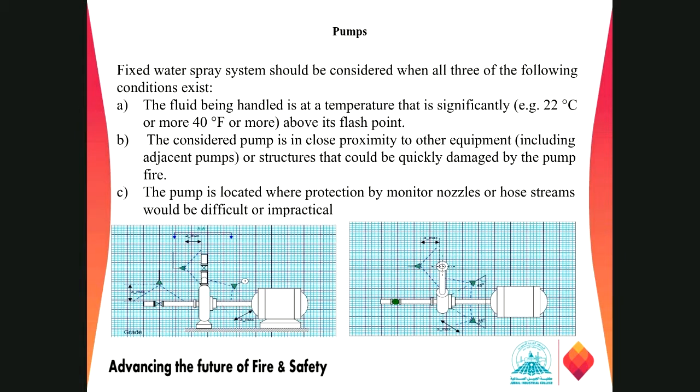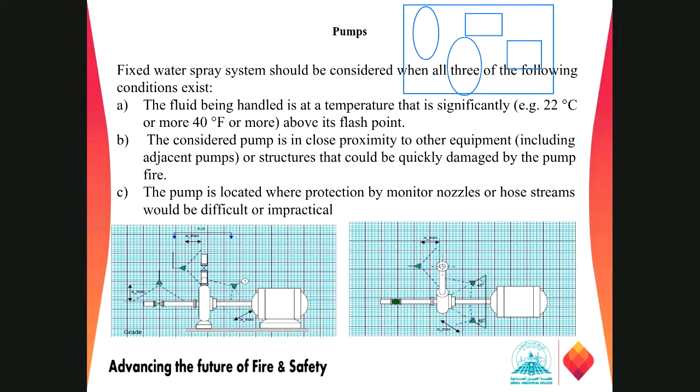And the last one we have is where the pump is located where protection by monitor, nozzle or hose stream would be difficult or impractical. Normally, if you can see in the process area, there is so much equipment placed so close to each other that in case of fire, if there is a pump, these are different equipment areas, process areas, the vessels, and we have a fire pump at this location, right?